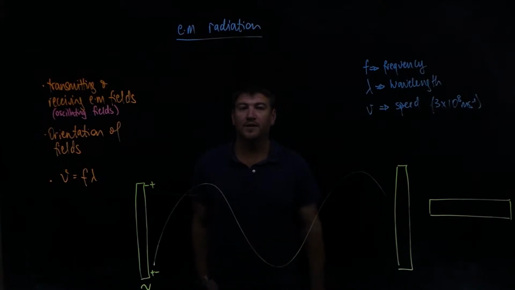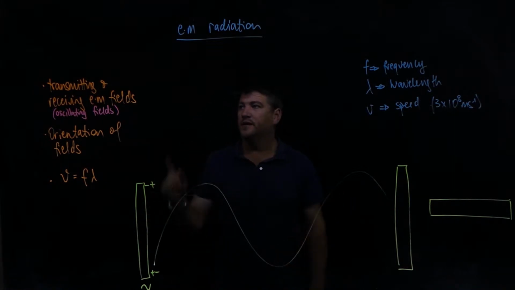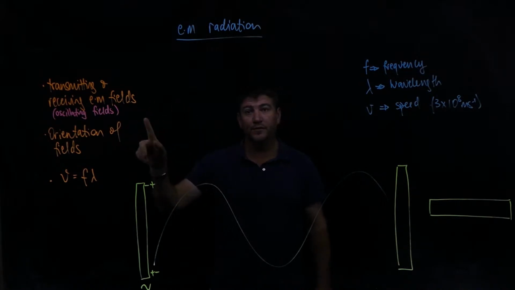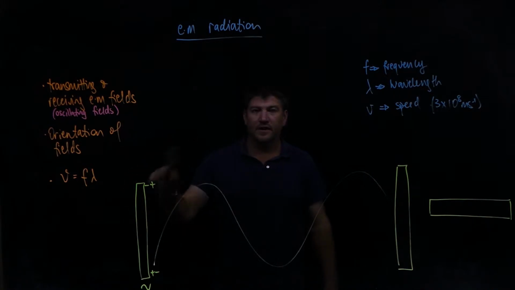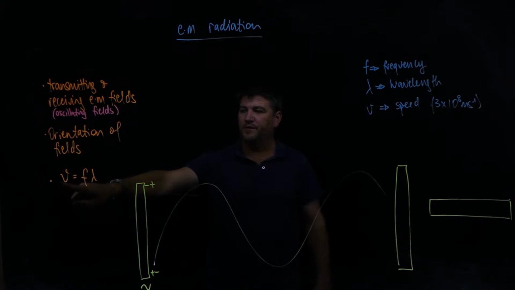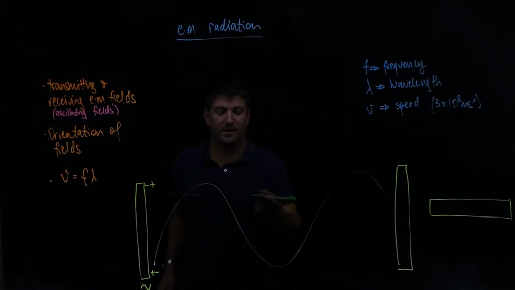Okay everybody, in this one we're going to be talking about electromagnetic radiation, so light and how it's made. We're going to start off by talking about transmitting and receiving EM fields using antennas, which is what this setup is. The orientation of those fields and how these antennas receive it, and the speed of the wave due to its frequency and wavelength.